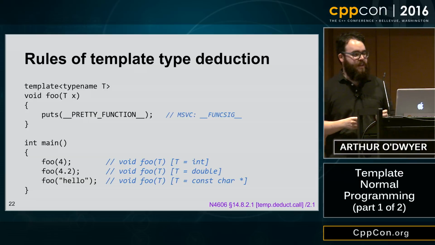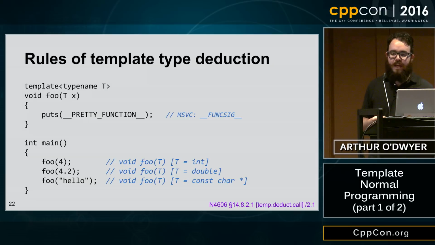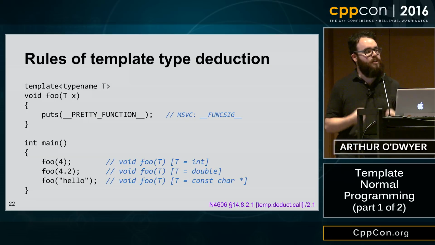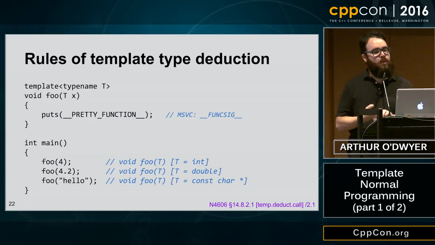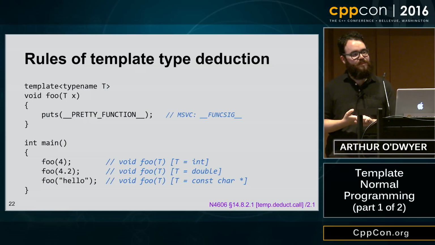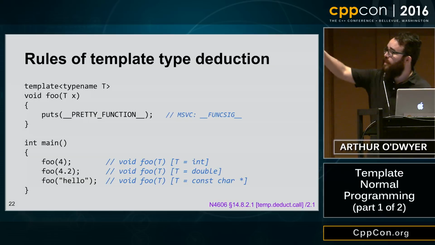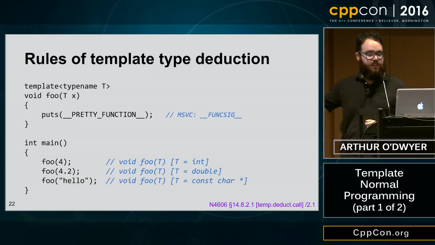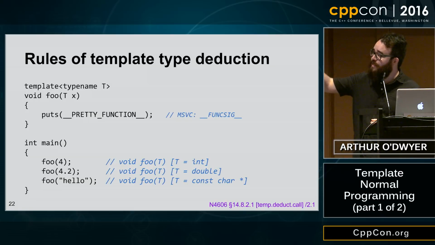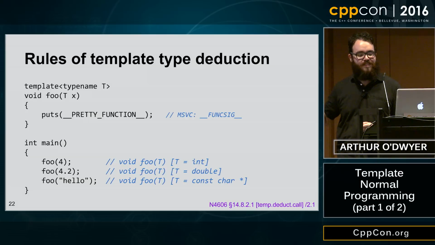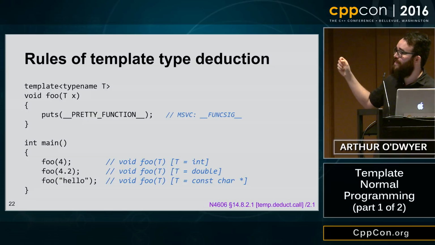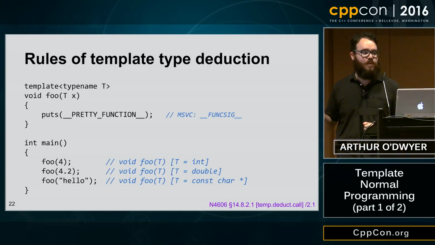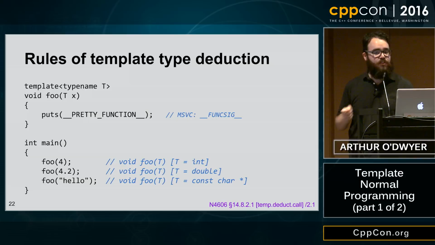So __FUNCTION__ expands to the name of the function. __PRETTY_FUNCTION__ in GCC and Clang expands to a pretty-printed name of the function that just happens to include: is it a template, and what are its template parameters, and what were they deduced as, right? So when I put in __PRETTY_FUNCTION__, I actually get something out. You see those comments there? That is literally what this code prints. I run this code, and it will actually print void foo[T = int], new line.